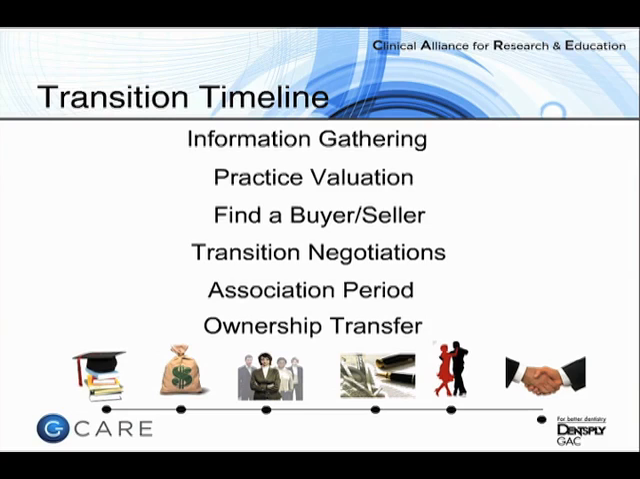The next piece is the transition negotiations. This is where you're actually negotiating the price, the terms of the buy-in, or even the employment period or the buyout terms. The next piece is the association period. This is where you, as the junior doctor, begin working in the practice as an employee. And notice that the transition negotiations are before the association period. The reason for that is we highly recommend that you do not enter into a practice, whether it's just an employment arrangement or an employment arrangement with a future buyout opportunity, before you have everything in writing and before you've negotiated the transaction.